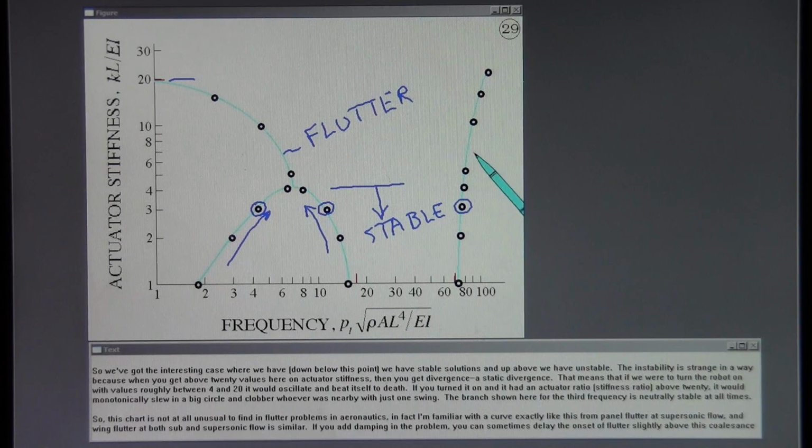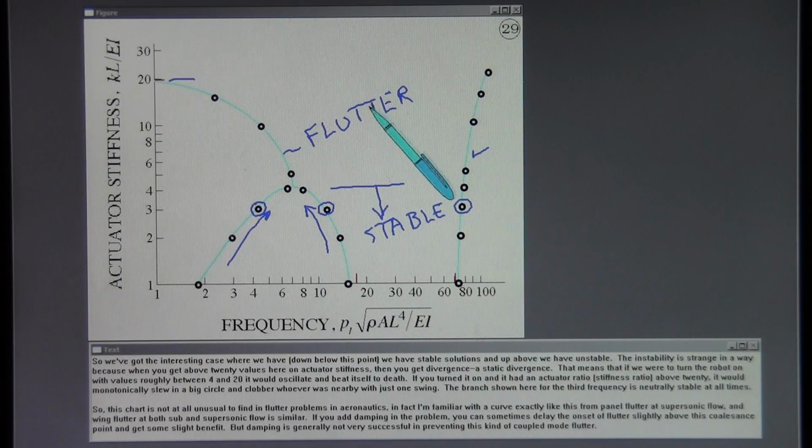The branch shown here for the third frequency is neutrally stable at all times. So this chart is not at all unusual to find in flutter problems in aeronautics. In fact, I'm familiar with a curve exactly like this from panel flutter at supersonic flow, and wing flutter at both sub and supersonic flow is similar.